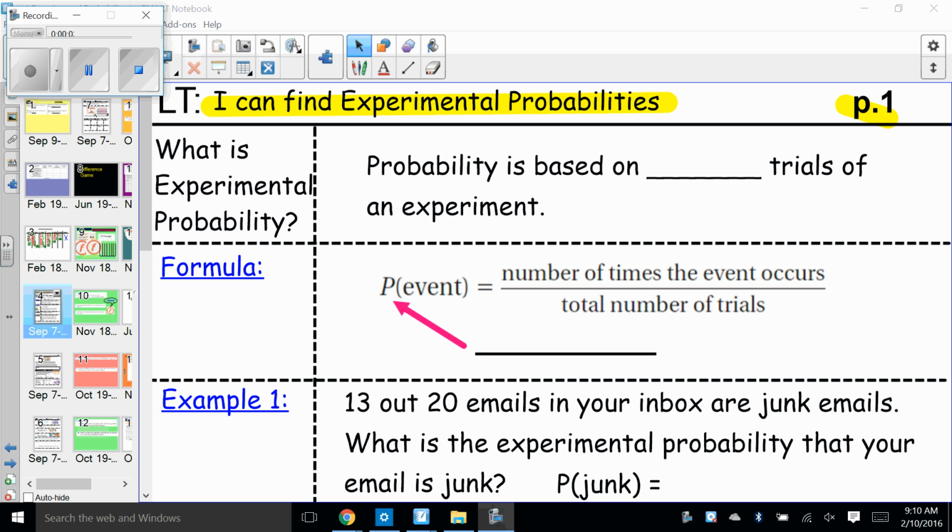Hey, seventh grade. So our learning target today is I can find experimental probabilities. You should be on page 1. So let's start by talking about what experimental probability is.